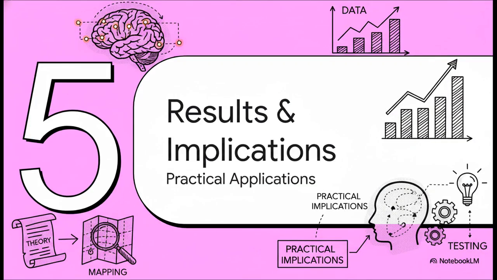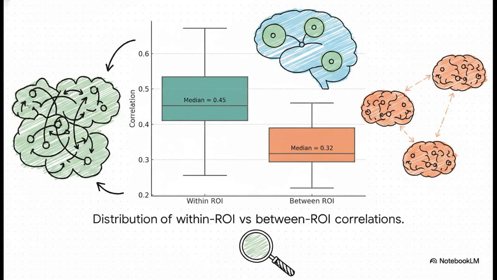Let's look at the payoff in Section 5, Results and Practical Implications. We've got the theory, the mapping, and the test. So what did the data actually show? Across all 70 datasets, the results are incredibly clear. The within ROI correlations sit notably higher, hitting a median of 0.45 compared to the between ROI median of 0.32. This data strongly supports the internal coherence of these predefined ROIs. In short, the channels we group together by theory are actually behaving together in practice.